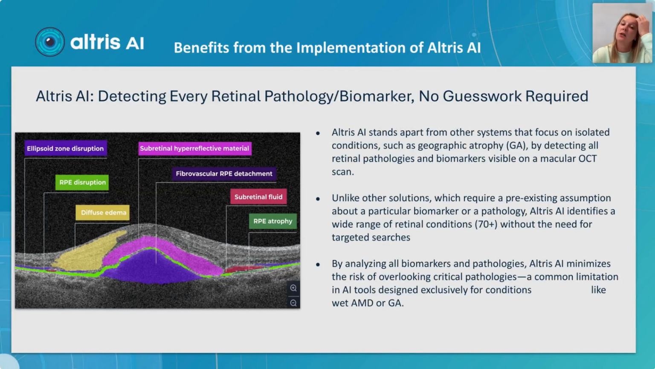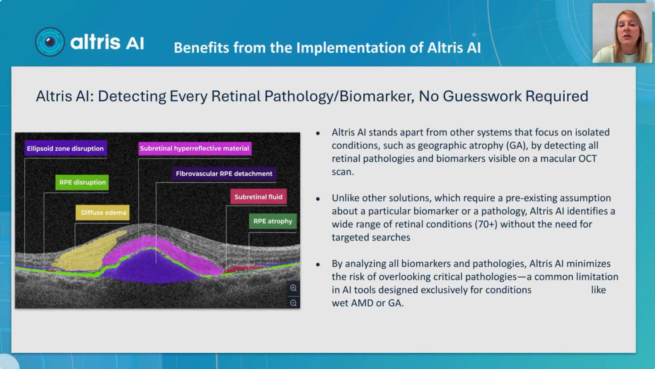I'd like to remind you that Altris is the only AI system today that can detect more than 70 pathologies and biomarkers, and it stands apart from other systems that focus on isolated conditions such as, for example, GA or DR or choroidal neovascularization. Altris can detect all retinal pathologies and biomarkers visible on macular OCT scan. So basically, it is really very, very useful.